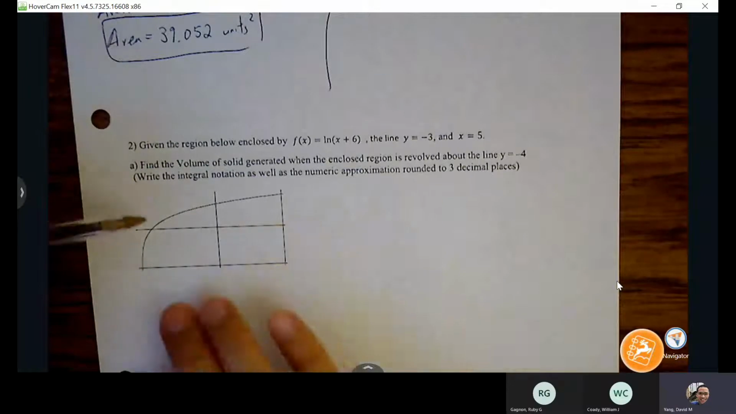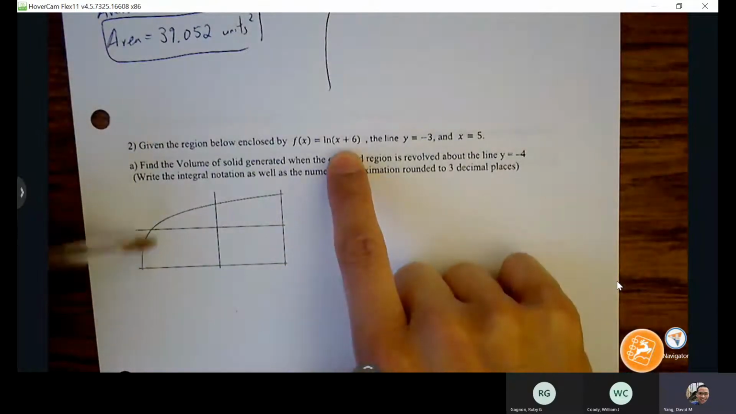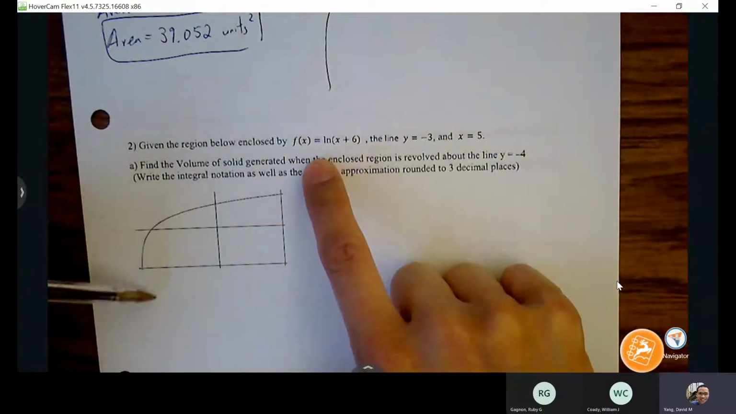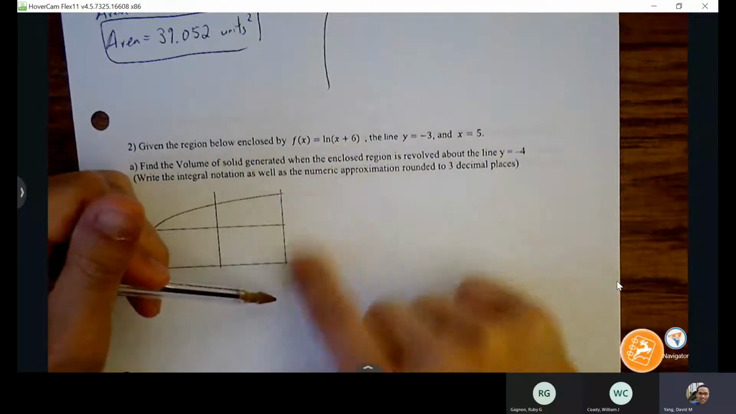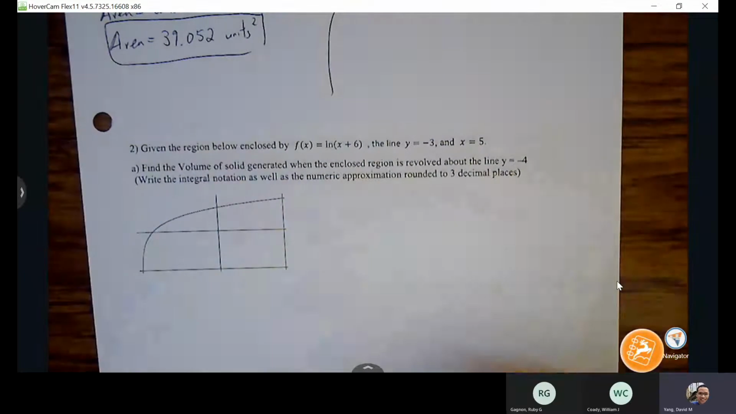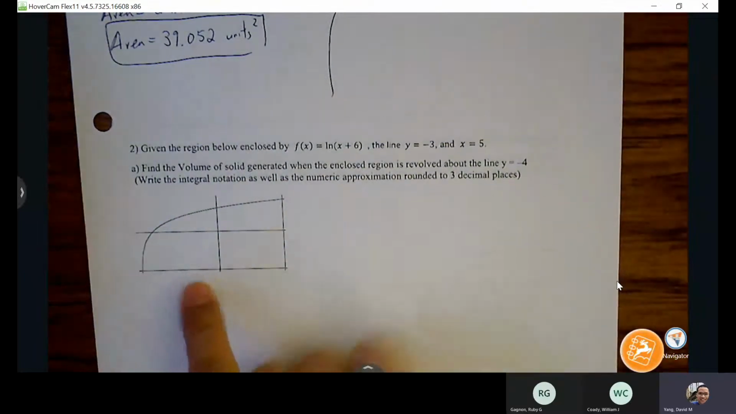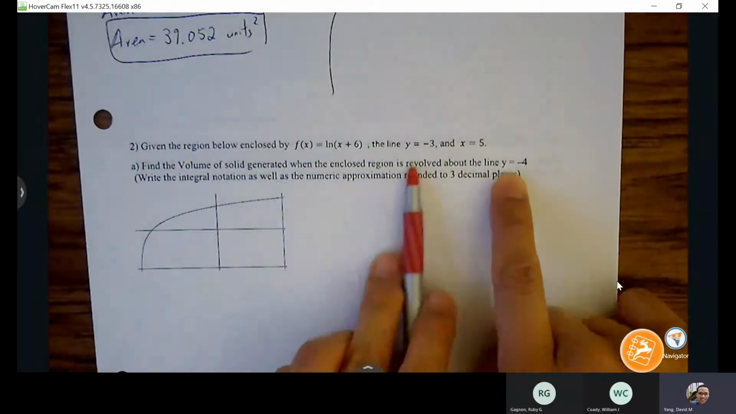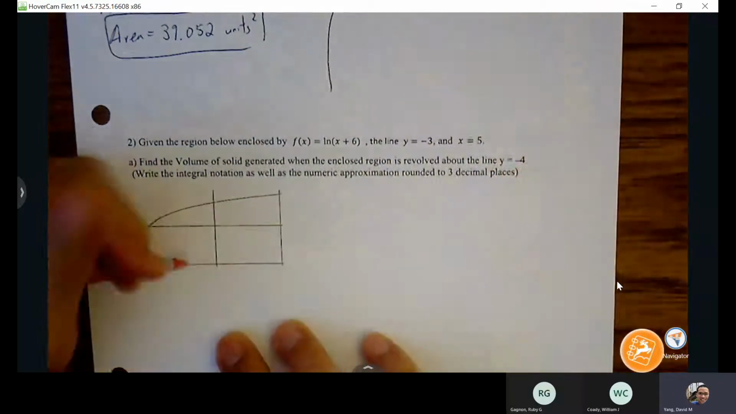Okay, number 2, given the enclosed region, you've got natural log of x plus 6, you have y equals -3, you have x equals 5. Find the volume of the solid generated revolving around the line y equals -4. So -4 is a little below that -3, so it's going to be down here.